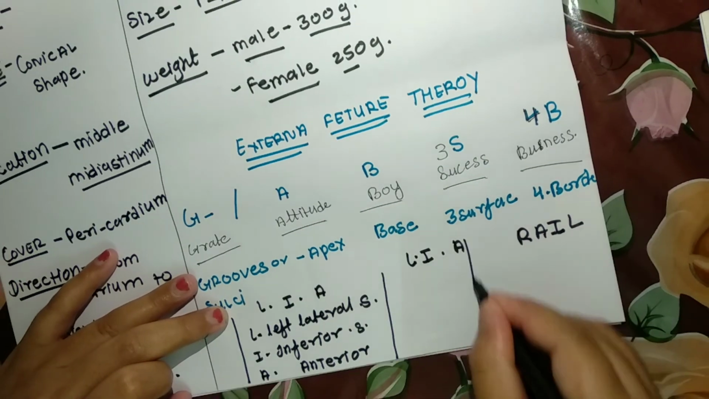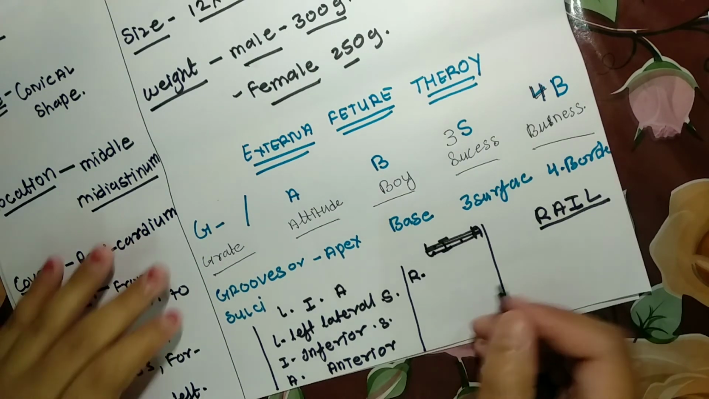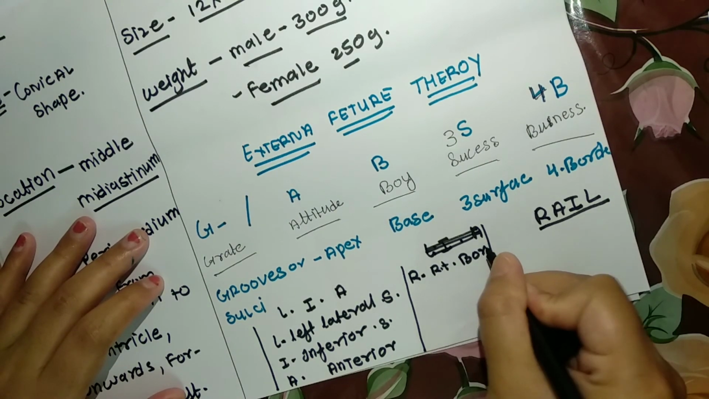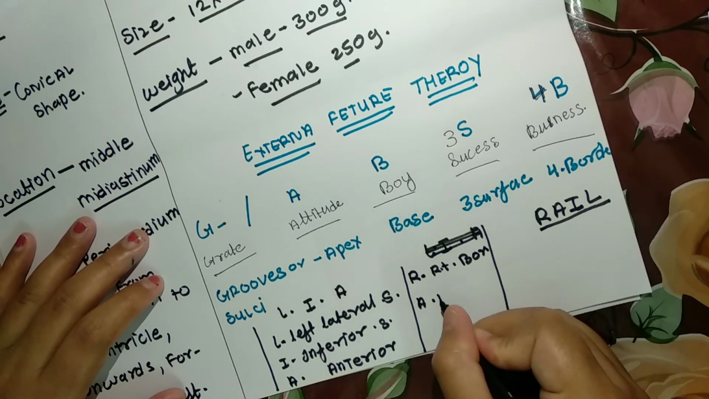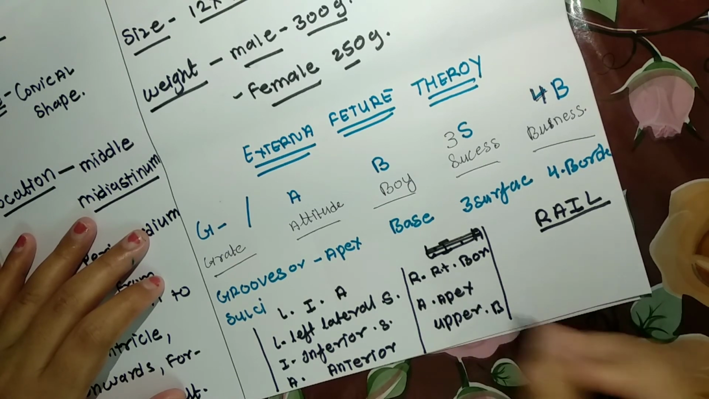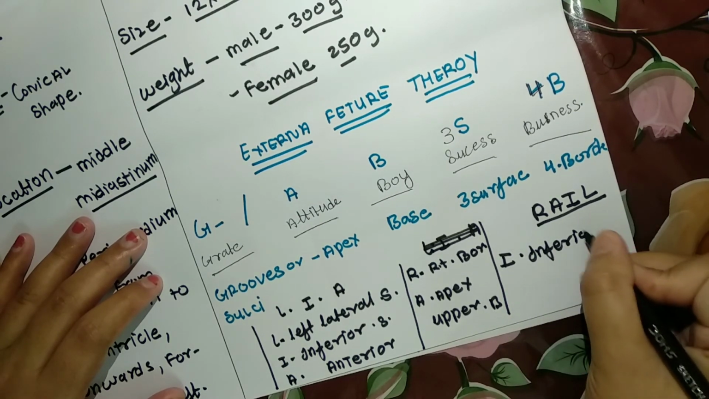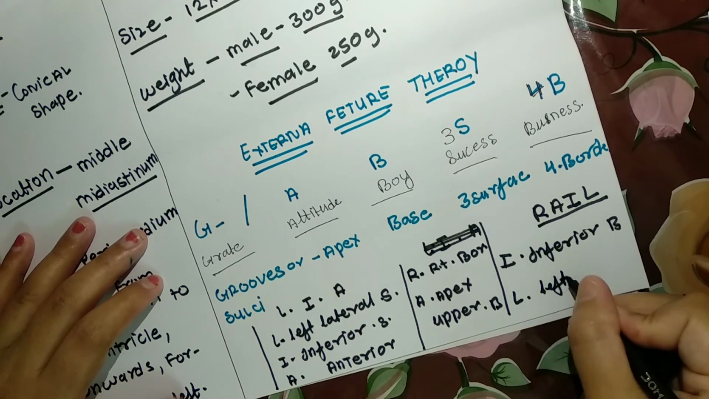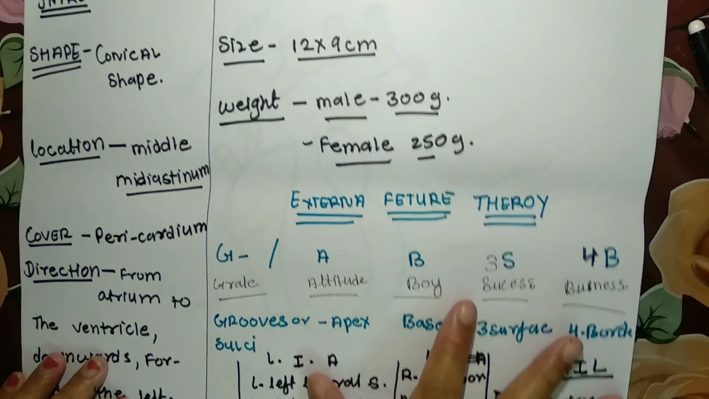Now we'll see about RAIL. R for right border. A for apex, meaning upper border. I means inferior border. And L means left border. So we are done with the external features of the heart with mnemonics.